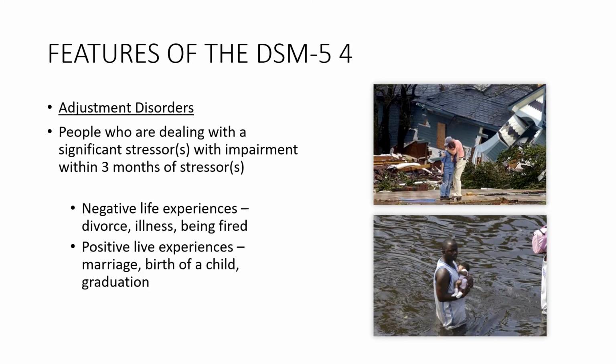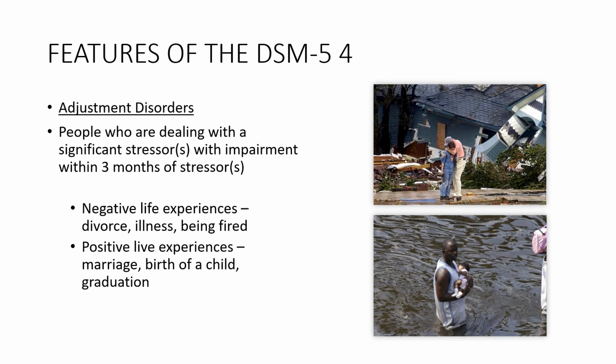All right, adjustment disorders: people who are dealing with a significant stressor, with impairment within 3 months of the stressor. So adjustment disorder basically means something is happening, which is why this person is behaving the way they are. It could be a negative life experience, such as a divorce, illness, or being fired, or a positive life experience, such as marriage, the birth of a child, or graduation.